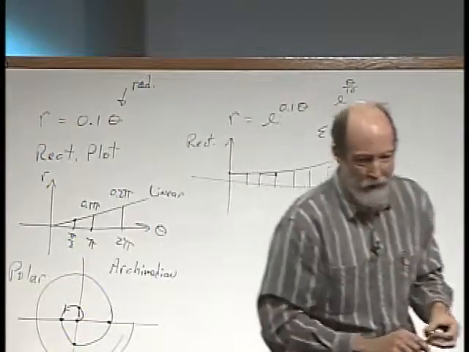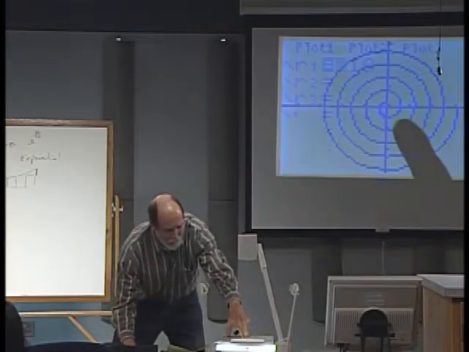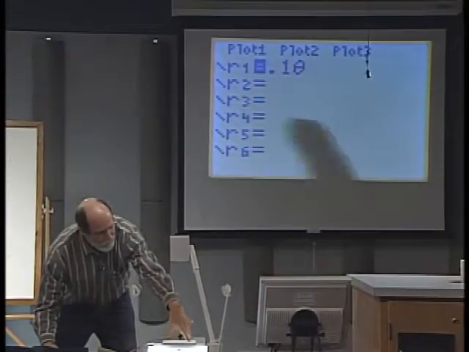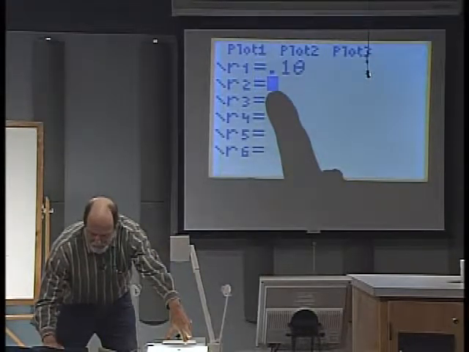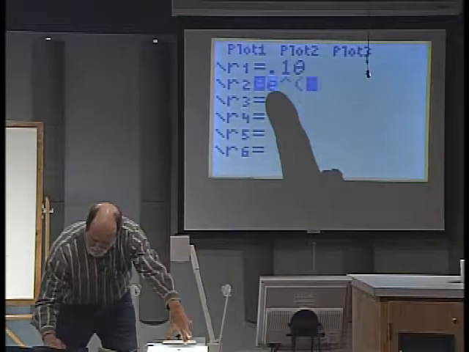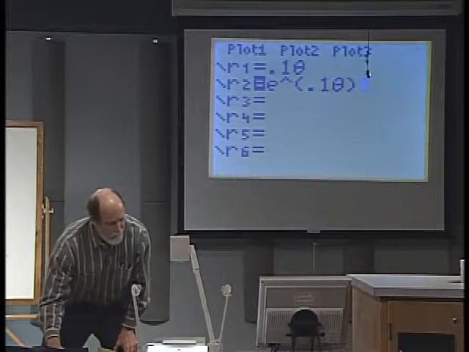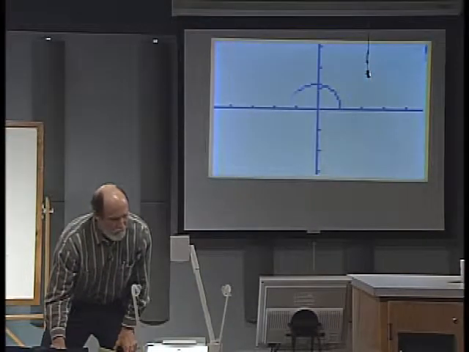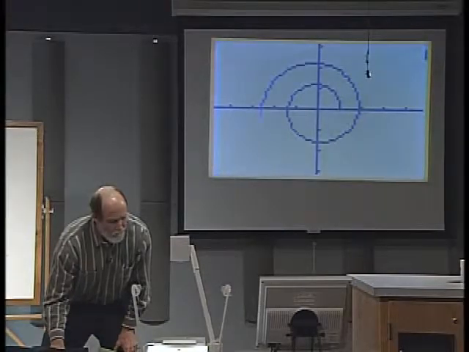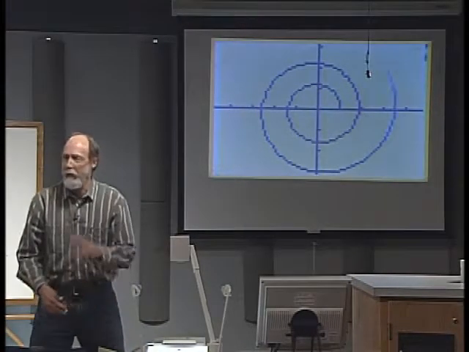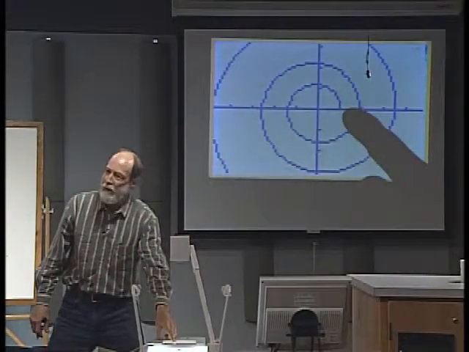So, real quickly, I can take this without destroying this Archimedean spiral. Why don't I turn that off by getting on the equal sign and hitting enter, without destroying it, and come down here and put in our e raised to the 0.1 theta, and watch it grow. It started at a radius of 1. Oh, but this isn't a very fair race, is it? I want to be able to compare those two things, because this one already started at a radius of 1, didn't it?